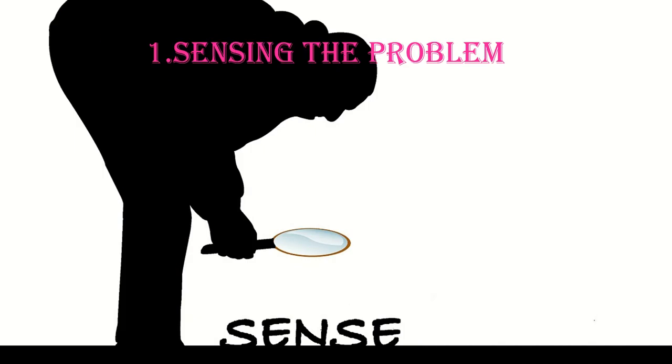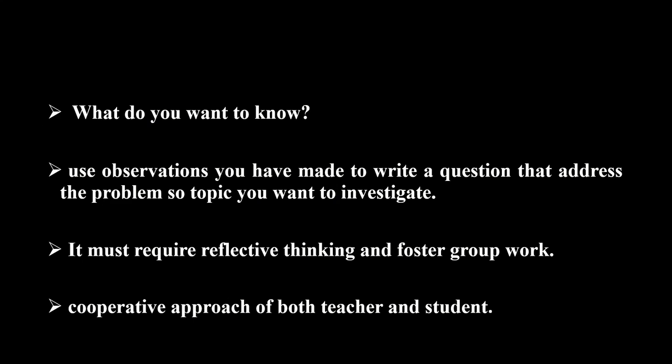First, sensing the problem. What do you want to know? That is the first matter in sensing a problem. Use observations you have made to write a question that addresses the problem or topic you want to investigate. The setting up of a problem may be a cooperative approach of both teacher and student. The teacher should provide such situations in which students feel the need of asking some question.